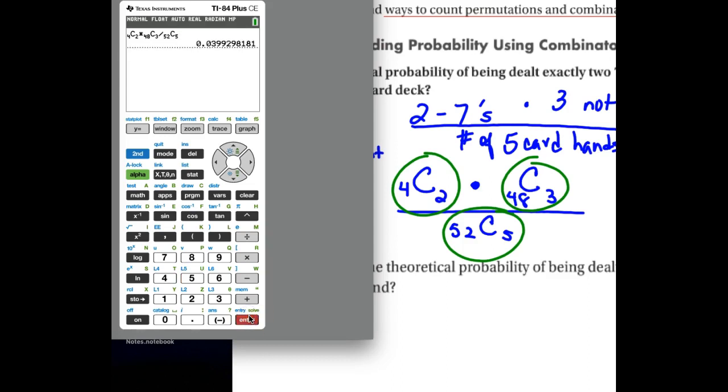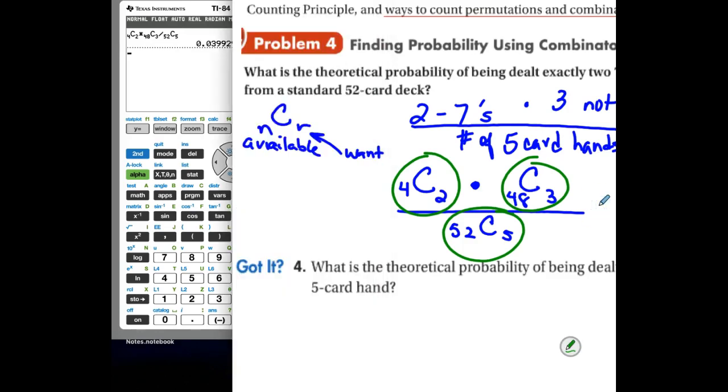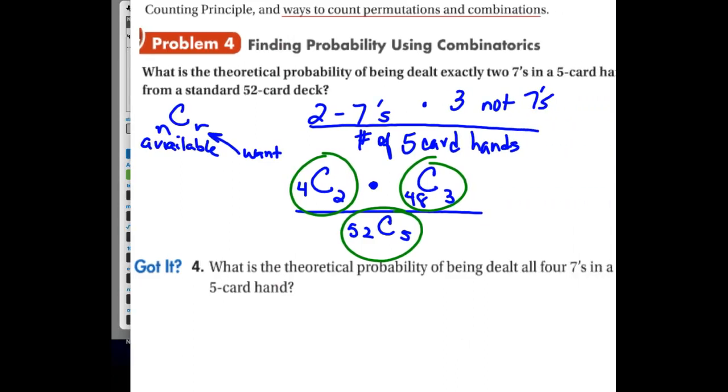All right. Did you get 0.0399, etc.? Okay. Now, what is that as a percent? What do we have? 0.0399? So we have 3.99, about 4% chance of getting a 5-card hand that has exactly 2 sevens. Okay?